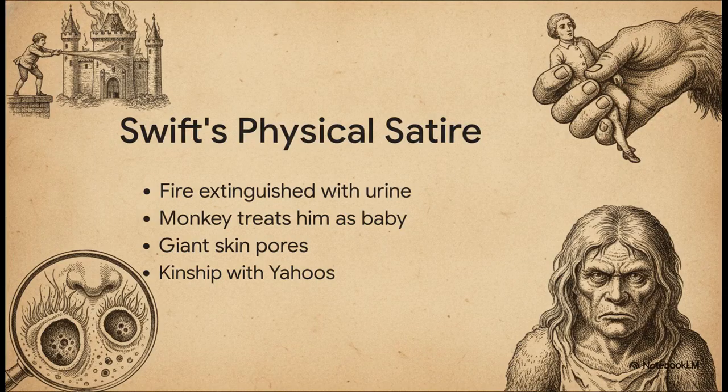Swift forces this visceral disgust upon the reader through intense physical satire. Whether it's Gulliver putting out a palace fire with his own urine, being manhandled like a toy by a monkey, or looking at the nauseating, microscopic details of a giant's skin pores, Swift aggressively humbles our romanticized self-image. It all culminates in this horrifying realization that humans are essentially kin to the barbaric, filthy yahoos. It is a total, unapologetic physical desublimation of human pride.